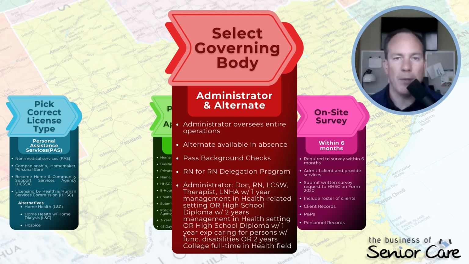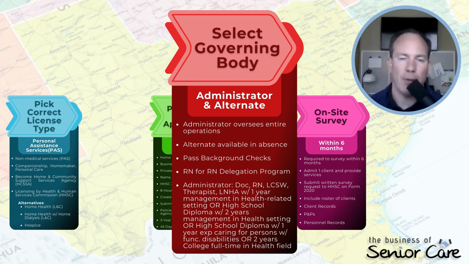And there are some requirements around the administrator and the alternate. To be an administrator, you can be a physician, a registered nurse, a licensed social worker, a therapist, or a nursing home administrator, any of those, along with 1 year management in a health-related setting. Or if you don't have those, a high school diploma with 2 years management in a health setting, or a high school diploma with 1 year experience caring for persons with functional disabilities, or last, somebody with 2 years of full-time college in a healthcare field. So any of those will get you qualified as the administrator and or the alternate. And of course, you have to be able to pass a background check in the state in order to put your name on the application.